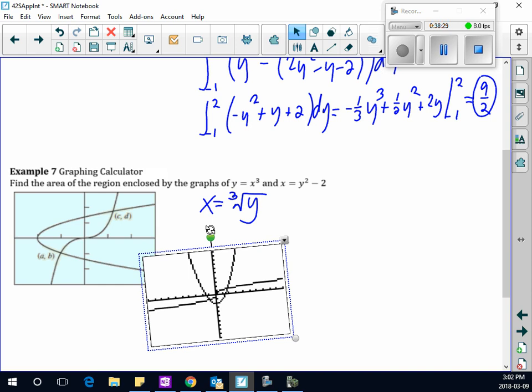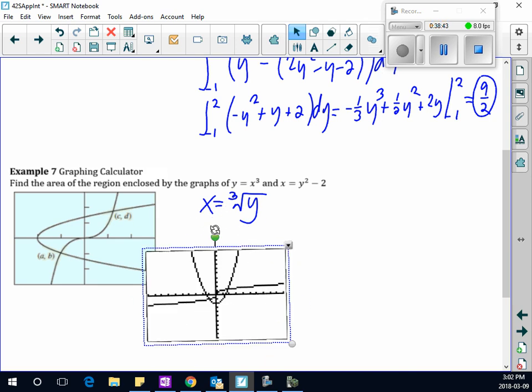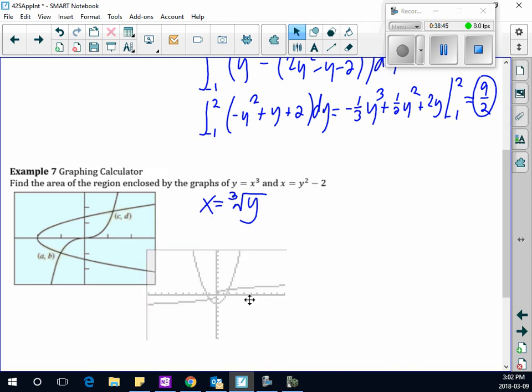Because we only changed one to x equals cube root of y, would we need to change another formula since we solve for x? No, everything is good. I thought this was going to work better than it did. But anyways, it doesn't matter.